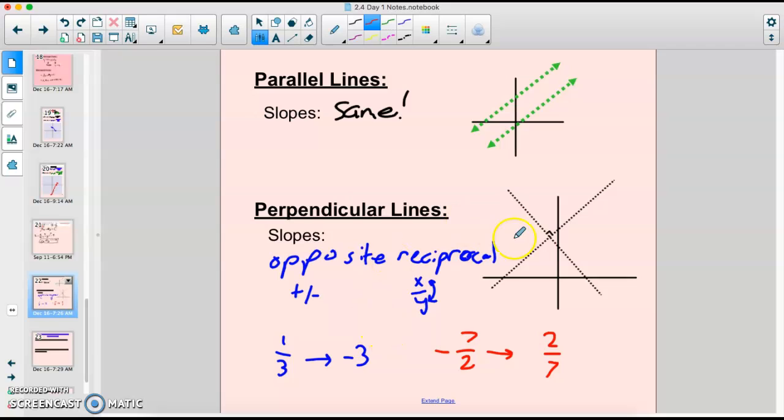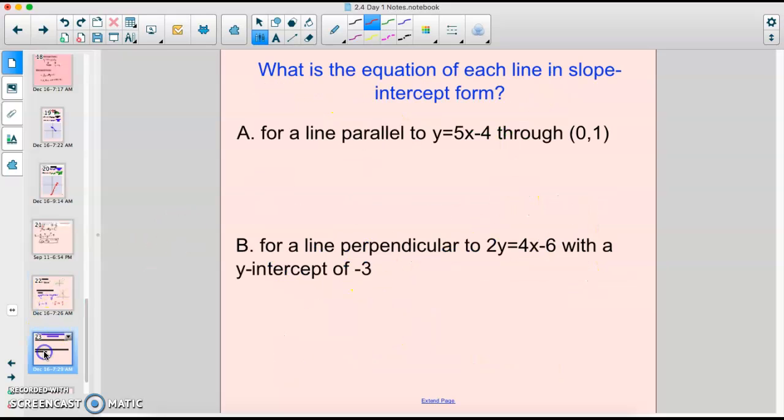Okay, so let's keep that in mind. Perpendicular lines, opposite reciprocal slope. Parallel lines have the same slope. Okay, so now we're going to be back in slope-intercept form just briefly when we're talking about this. For a line parallel to here, it needs to go through the point (0, 1). So how are we going to do that? Well, we know that parallel has the same slope, right?